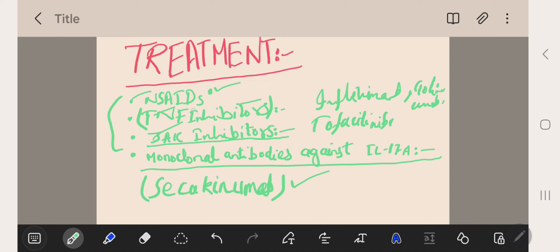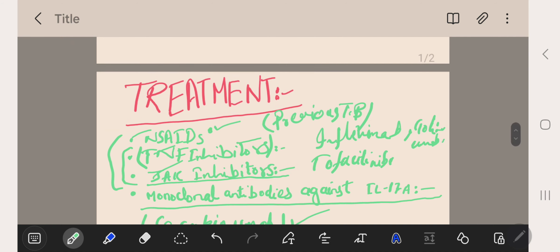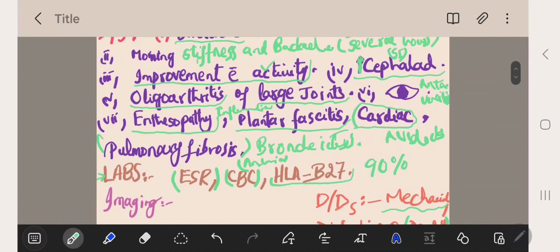Furthermore, you should know that when you are using TNF inhibitors and JAK inhibitors, you should rule out previous TB because they cause reactivation of the TB. So this is all about ankylosing spondylitis.